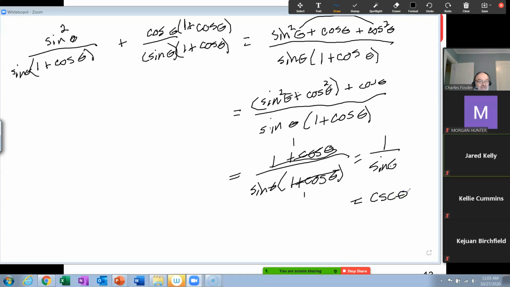Didn't know you'd be running into so many cosecant thetas, did you? Except these are thetas, or are they t? Yeah, these are thetas. The previous one was t. Okay? Any questions on that? You see how that worked?